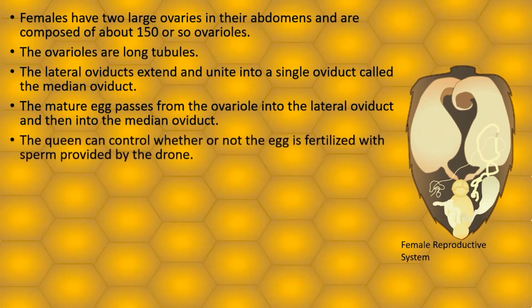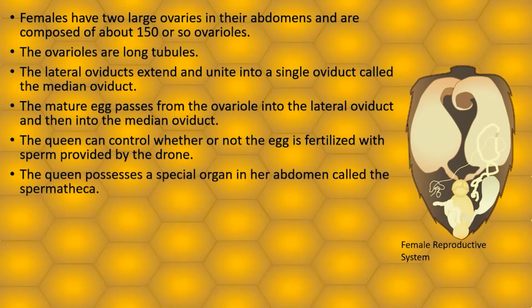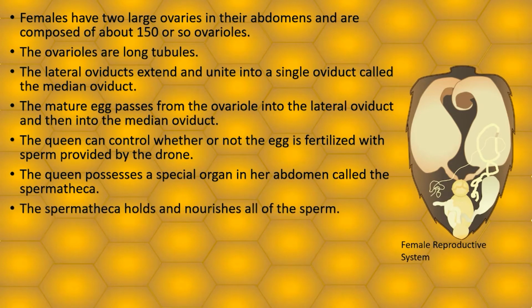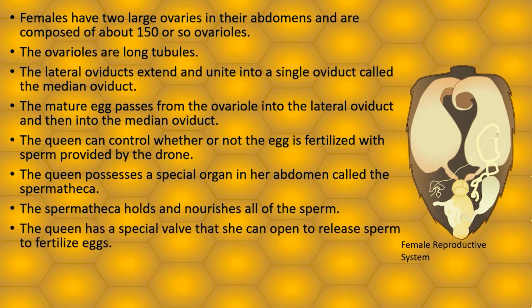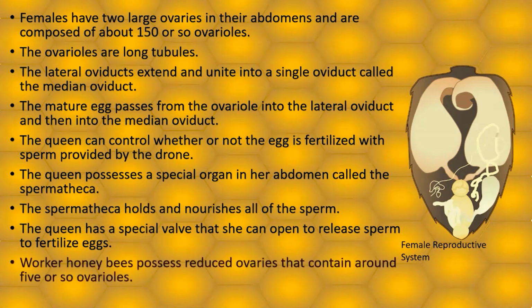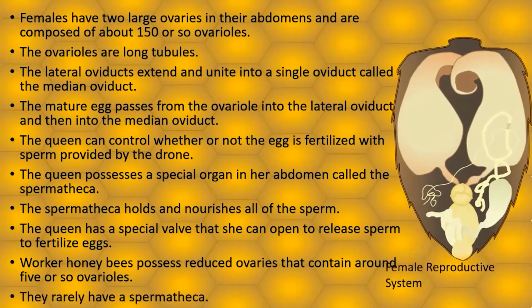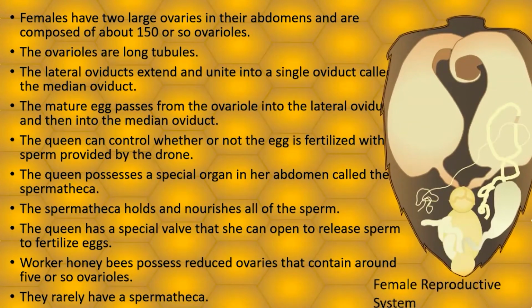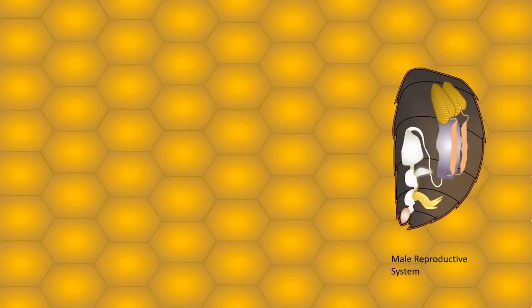The queen can control whether or not the egg is fertilized with the sperm provided by the drone. The queen possesses a special organ in her abdomen called the spermatheca. The spermatheca holds and nourishes all the sperm. The queen has a special valve that she can open to release the sperm to fertilize an egg. Worker honeybees possess reduced ovaries that contain around 5 or so ovules. They rarely have a spermatheca. Here comes the male reproductive system.